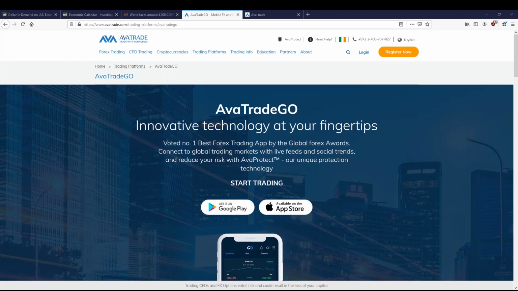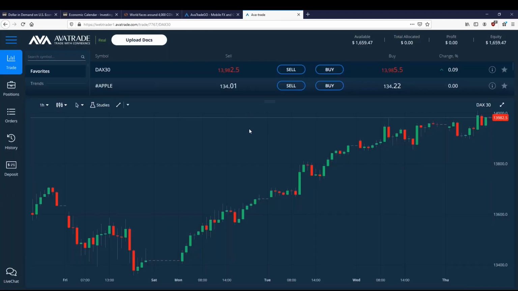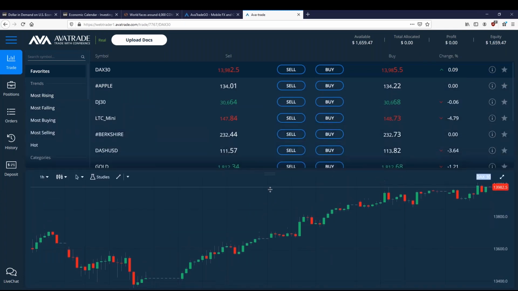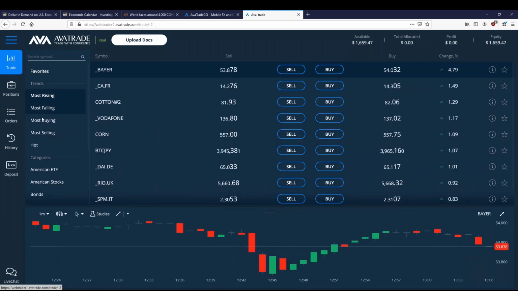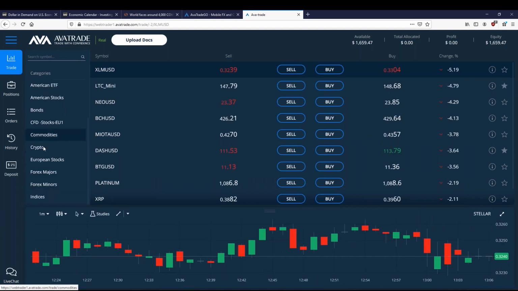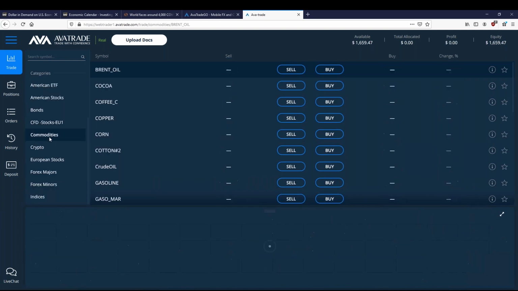Okay. So if you log in from our main website, you'll be in our web trader platform, which looks like this. You can slide the chart down to see your favorites list, most rising, most falling, or by instrument class: commodities, bonds, crypto, etc.